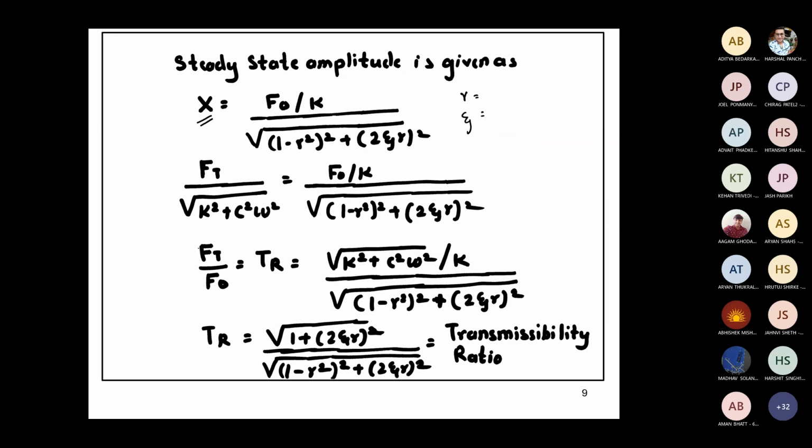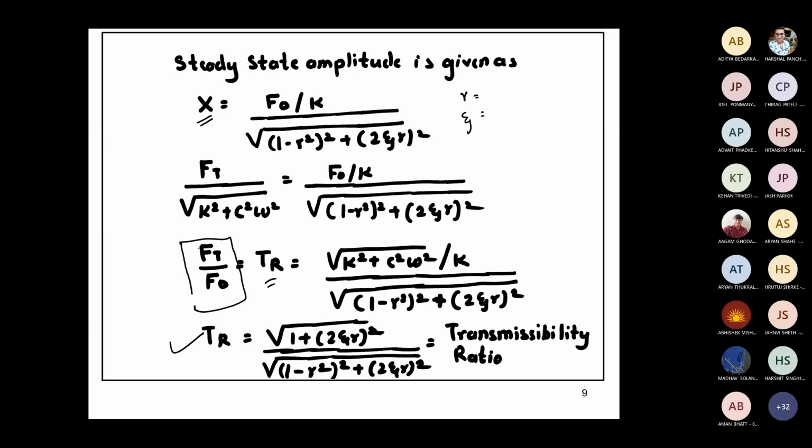Now I am interested in finding the transmissibility ratio, that is Ft by F0. So I equate Ft by F0, that is the transmissibility ratio, to the rest of the terms. And when I simplify this, I get this expression for the transmissibility: square root of 1 plus (2 zeta r) whole square upon square root of (1 minus r square) whole square plus (2 zeta r) whole square. Okay, so that is the mathematical expression for the transmissibility ratio.